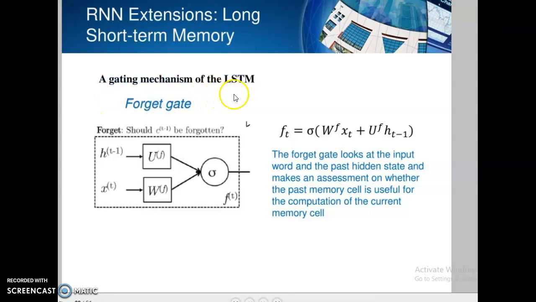Gating mechanism of the LSTM: forget gate, which decides about C_t-1. h_t-1 is connected to U_f, x_t is applied to W_f, connected to sigma. The whole function f_t is equal to sigma of W_f x_t plus U_f h_t-1. The forget gate looks at the input word and the past hidden state and makes an assessment on whether the past memory cell is useful for the computation of the current memory cell.